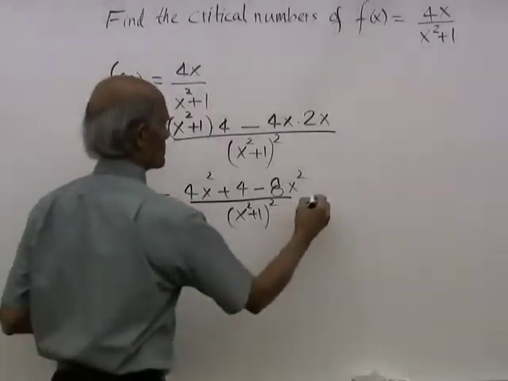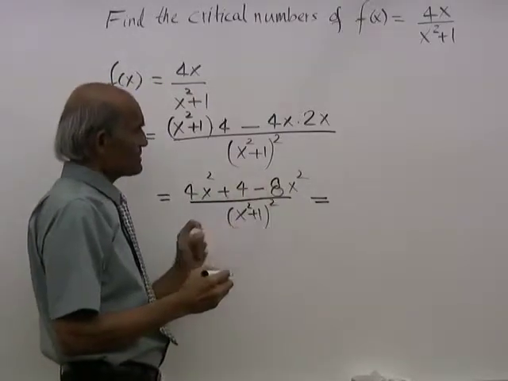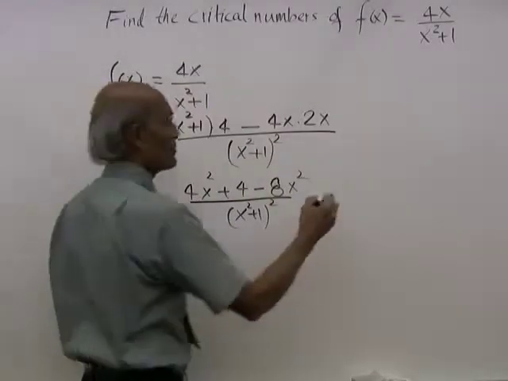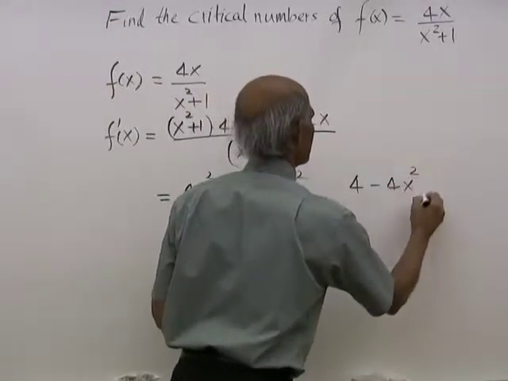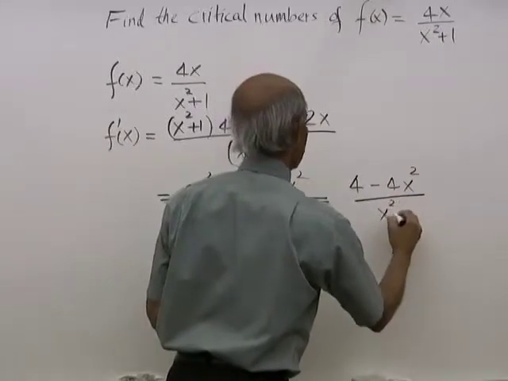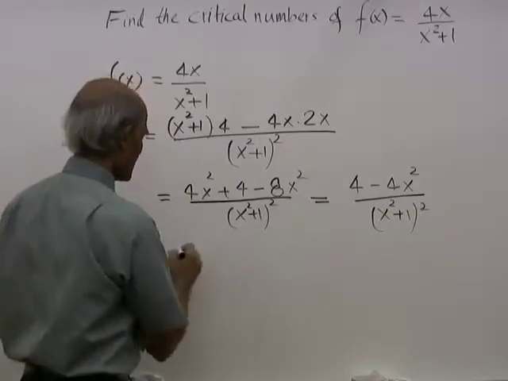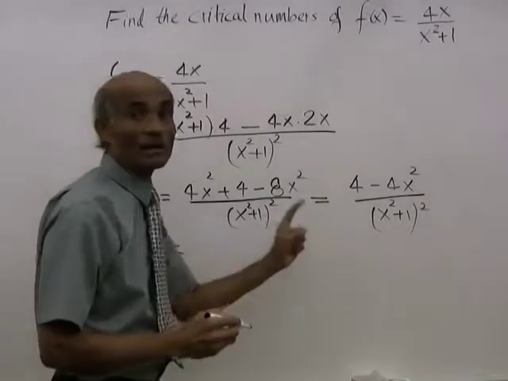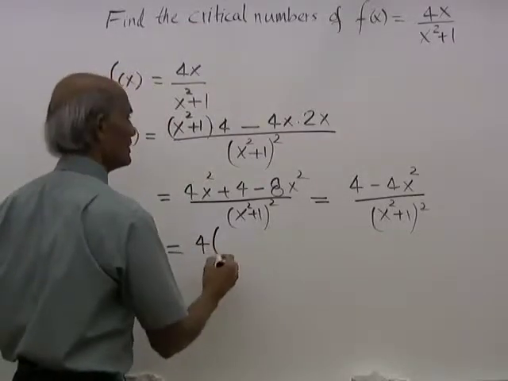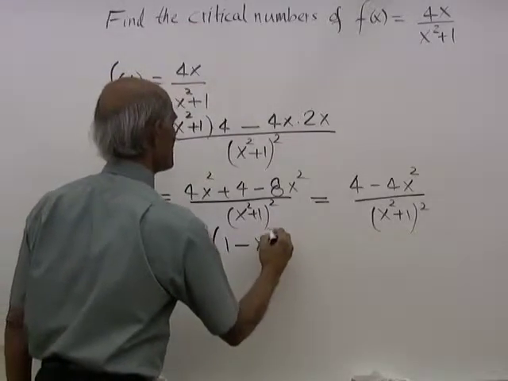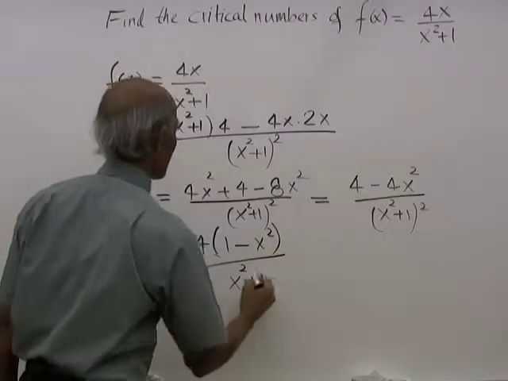Now that will be equal to, the numerator is 4x squared minus 8x squared, which is negative 4x squared, plus 4. So 4 minus 4x squared over x squared plus 1 whole squared. And that can be further simplified by taking the common factor 4: 4 times 1 minus x squared divided by x squared plus 1 whole squared.